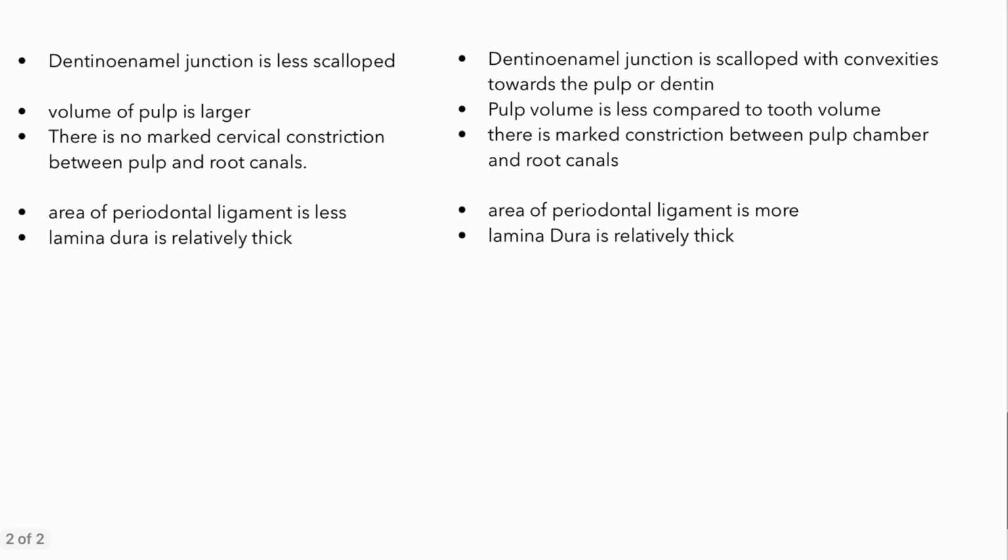There is no marked cervical constriction between the pulp chamber and the root canals in primary teeth, and there is marked constriction between the pulp chamber and the root canal in the secondary teeth. Area of periodontal ligament is less in primary dentition and the lamina dura is relatively thick, while in case of the secondary teeth or the permanent dentition, the area of periodontal ligament is more and the lamina dura is relatively thin.